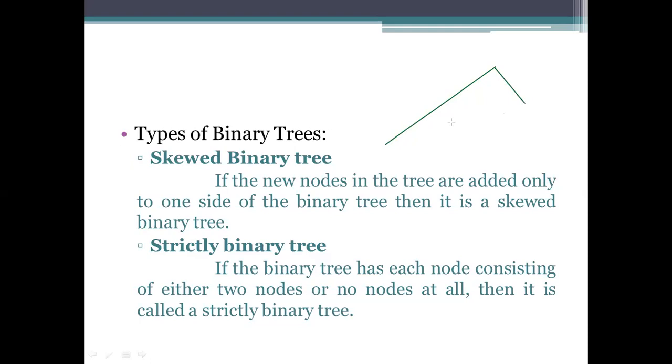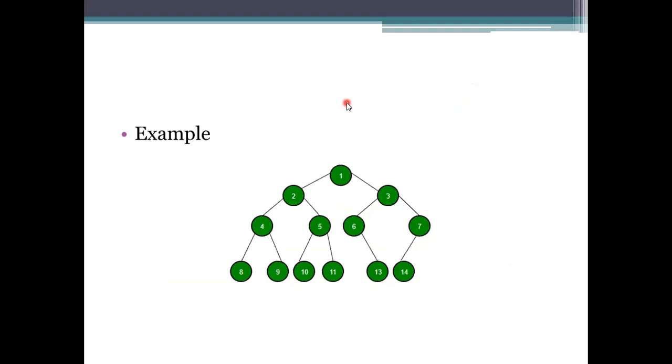Strictly binary tree means the binary tree which has nodes, and each and every node must consist of 2 nodes. If not, there is no node at all. Means it doesn't consist of less than 2 elements or 2 nodes here. For example, see here, this one is having 2 nodes.